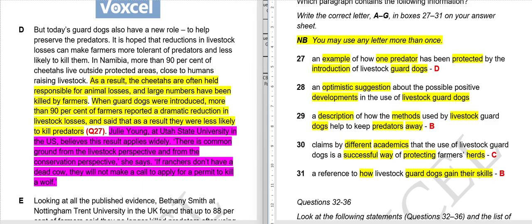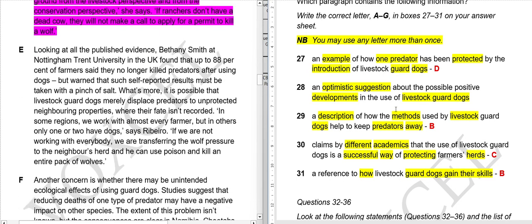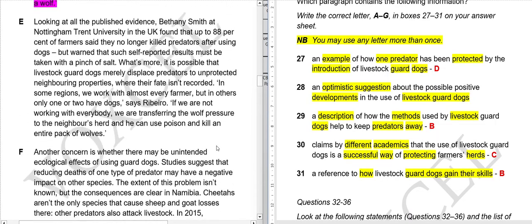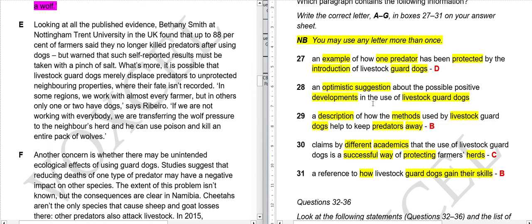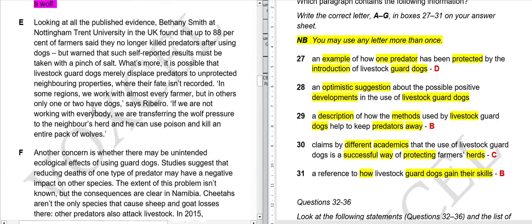Okay, next paragraph. So we have three more paragraphs and only one question available. D, B, C, D. Yes, only one question available. Let's see if we are able to find it in E, F or G.